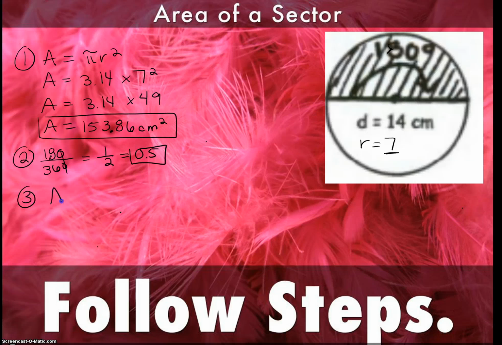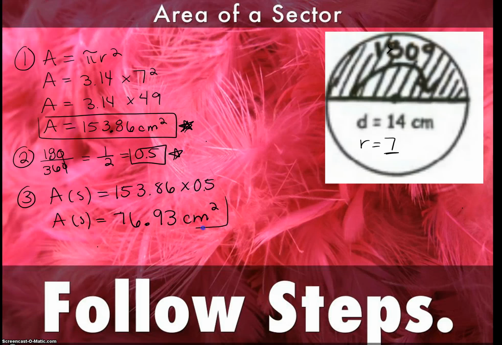So the third step is to find the area of the sector by taking this area and multiplying it by your answer for number 2. So 153.86, and you already have the half in your calculator right now. 153.86 times 0.5, or a half, the area of your sector is 76.93 centimeters squared. You want to make sure your label is squared, and you have 3 answers for 3 points.